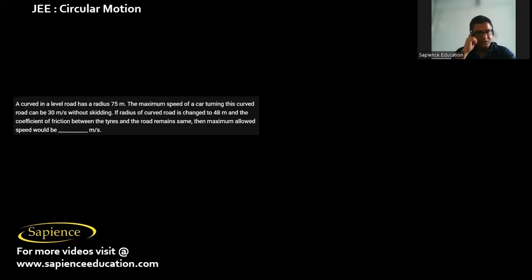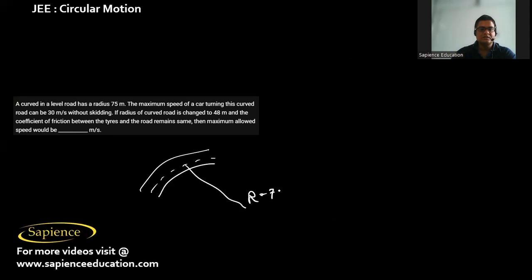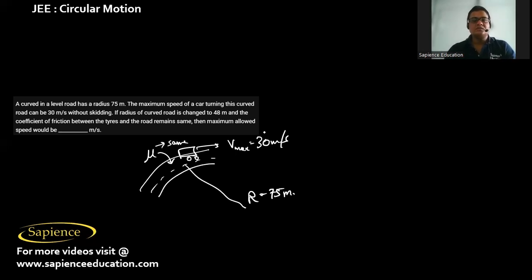Then here it is told a curve in a level road. A curve in a level road has a radius of 75 meters. The maximum speed of a car turning on this curved road should be 30 meters per second without skidding. If the radius of the curved road is changed to 48 meters and the coefficient of friction between the tires and the road remains the same, so mu is kept the same, then the maximum allowed speed would be?